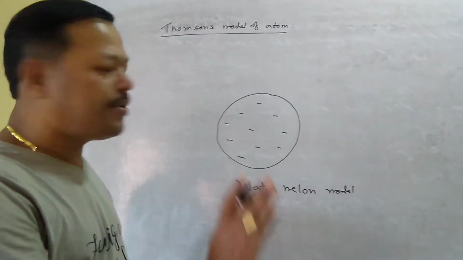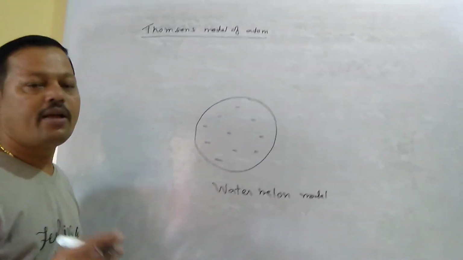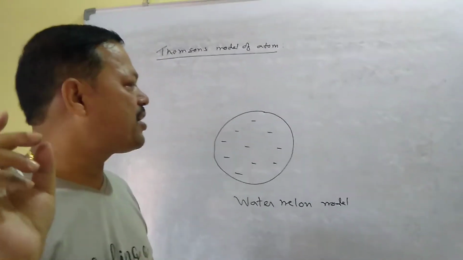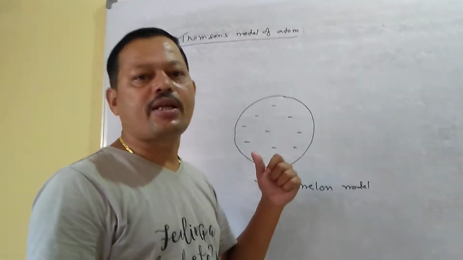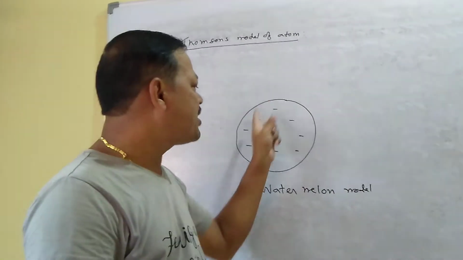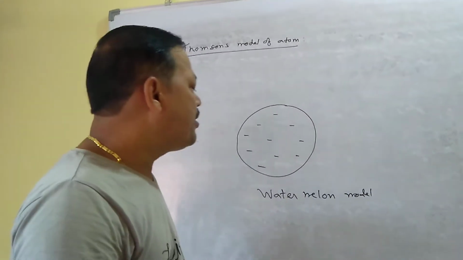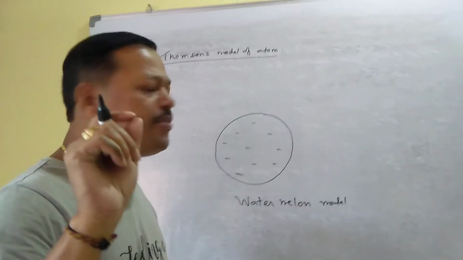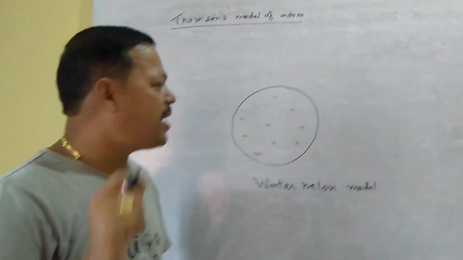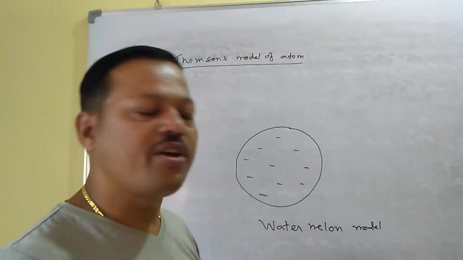If you want to write about the model, then you can write like this. According to this model, every atom contains a sphere which is positively charged, and the electrons are embedded inside the sphere, and the number of negative charges becomes equal to the number of positive charges inside the atom, and that's why the atom becomes neutral.